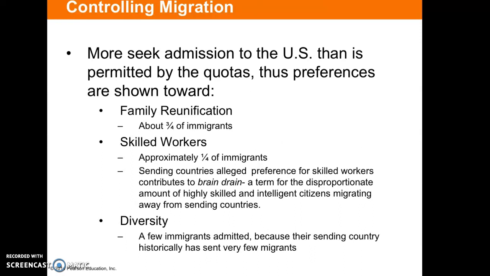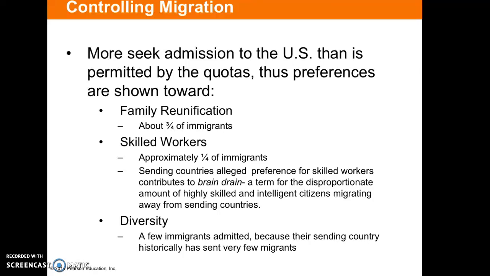Because more people seek admission to the U.S. than is permitted by the quotas, preferences are shown towards family reunification, which is also called chain migration. And chain migration isn't bad, although it's kind of been talked about badly in the media the last year or so. But it's really just you are more likely to move to a country if you have a brother or an uncle or a sister or a grandparent living there. And a lot of times having family there means that you have a safety net already in place when you get there. We also make exceptions even above and beyond the quota for skilled workers.